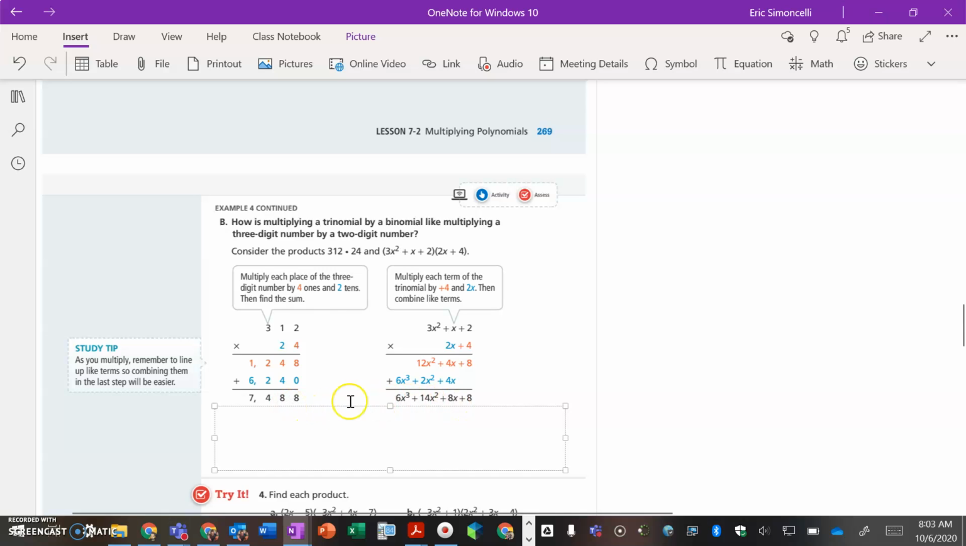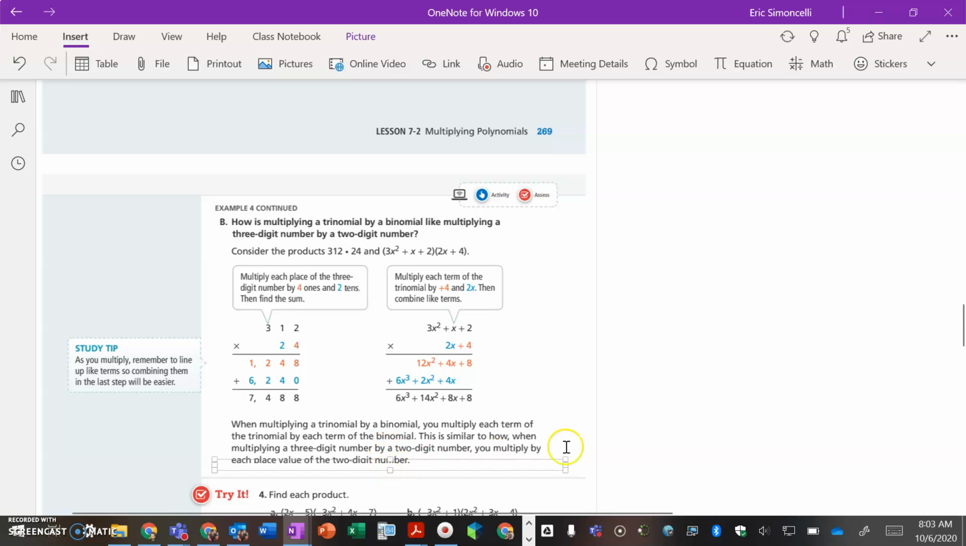So these two answers, although not identical, obviously, it's a nice way to see that we are in fact adding like terms in a very similar type of manner. And of course, aligning them in such a way where we can easily represent them. When multiplying a trinomial by a binomial, you multiply each term of the trinomial by each term of the binomial. This is similar to how when multiplying a 3-digit number by a 2-digit number, you multiply by each place value of the 2-digit number. Please continue the last examples on your own.